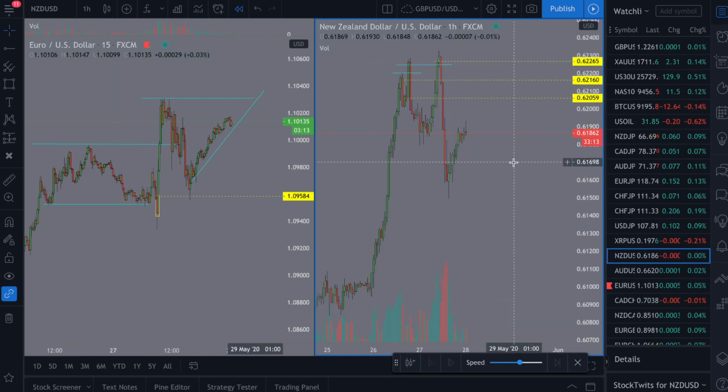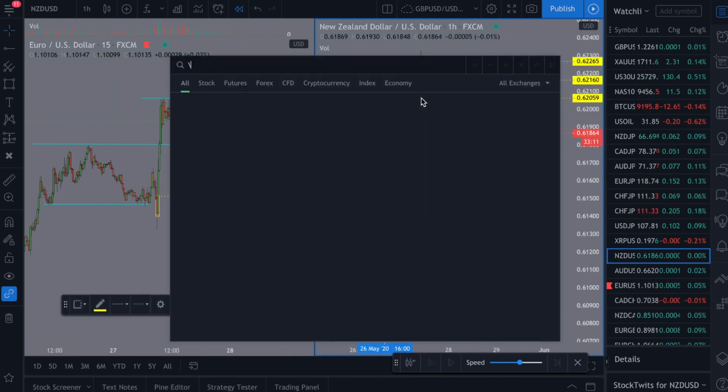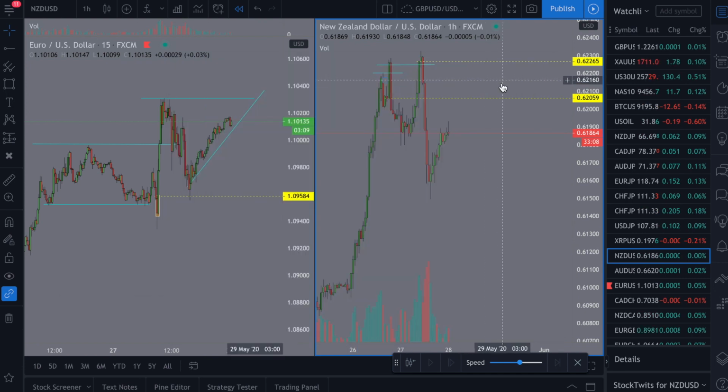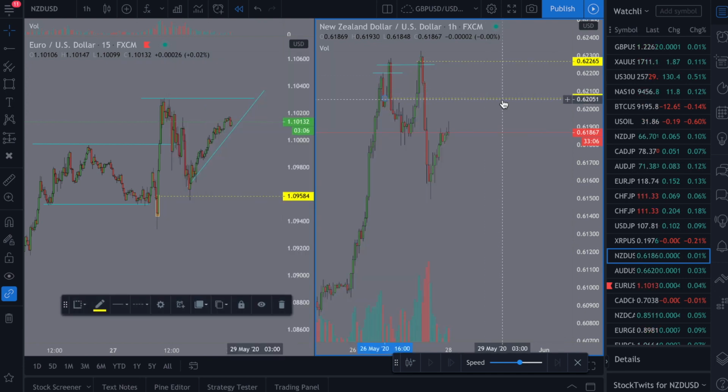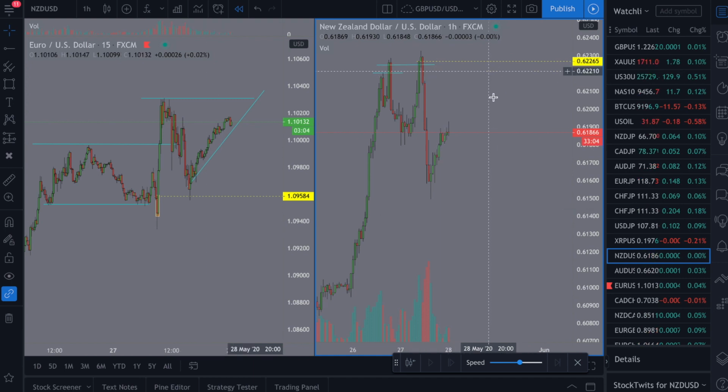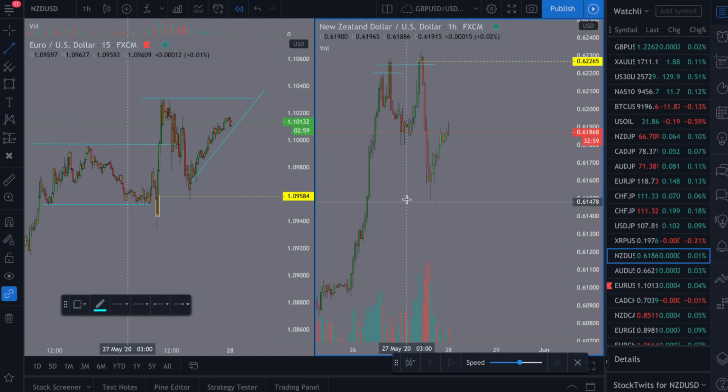So yeah, now I'm possibly just waiting for price to push back up here all the way up here, and then just finally take its way down to clear these last lows for maybe around 80 to 90 pips. Yep, that's all I got for today.